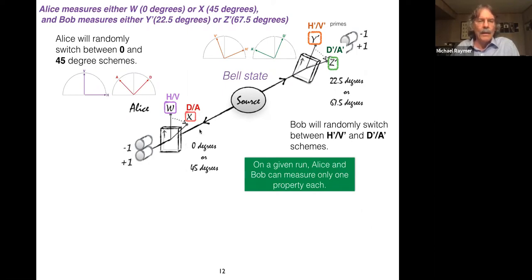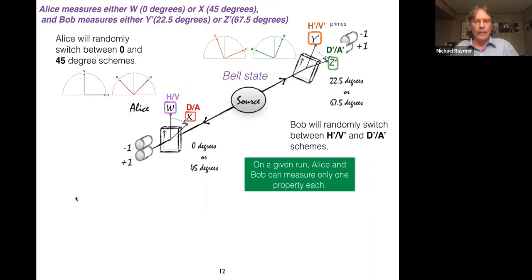So it doesn't even matter what the schemes are, because Bell's inequality proof that we already went through today in detail proves that no matter what these four measurements are, the Q average that is measured from any experiment can never be greater than 2, under the assumptions of inherent properties and some other common sense assumptions, okay? And just to emphasize, on a given run, Alice and Bob can measure only one property each.